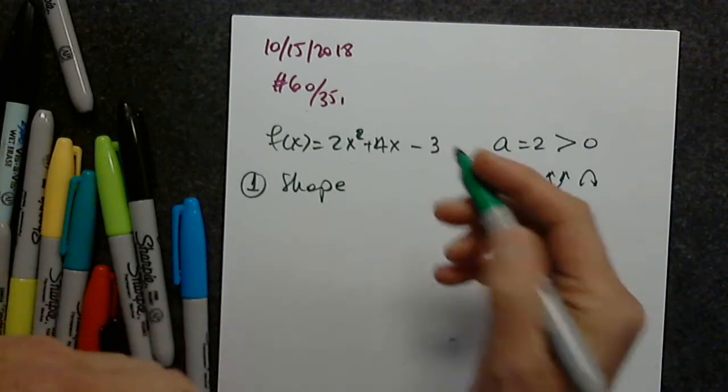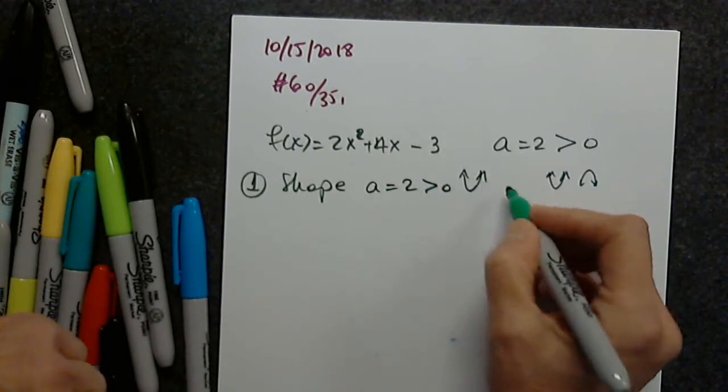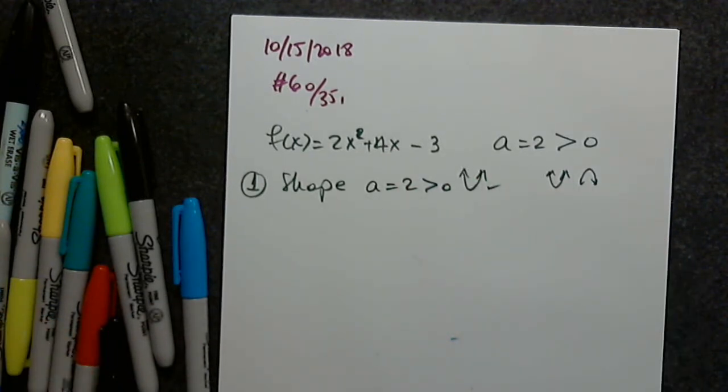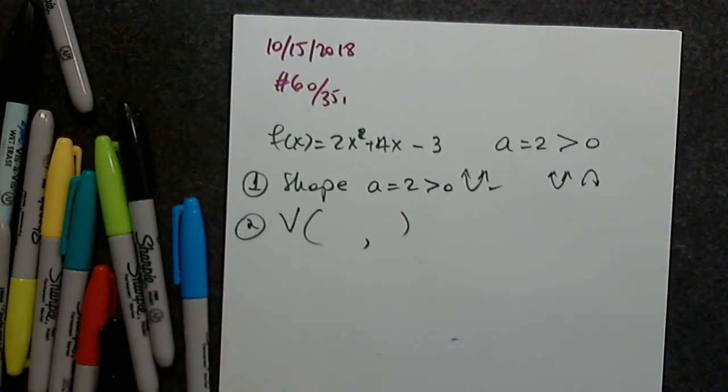In other words, yes, it will have a minimum. So since a equals 2 and it's positive, this is the situation. Very good. When the leading coefficient is positive, the function has a minimum. Perfect. Number 2, I have to find the vertex. How do I find the vertex?